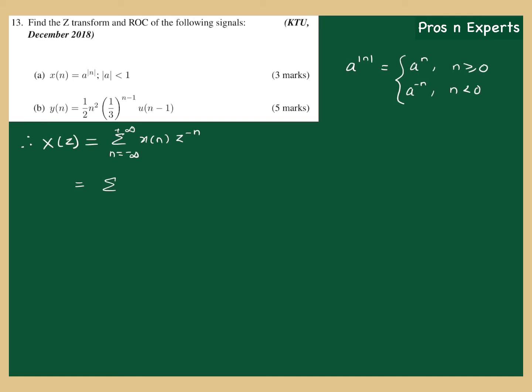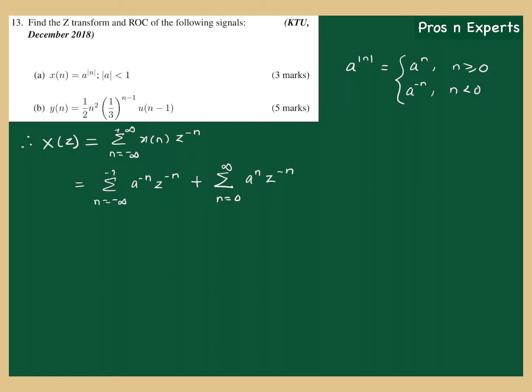So this is sigma n equal to minus infinity to minus 1, right? Minus infinity to minus 1 in order to incorporate the negative n values and the corresponding function. So the corresponding function is a raised to minus n into z raised to minus n. Okay, x of n is a raised to minus n for negative n, and along with this z raised to minus n should be there. Okay, plus the other part of the summation is n equal to 0 to infinity. That means positive n values, where x of n will be this function a raised to n. It is for positive n values. Okay, so instead of x of n, it is a raised to n, z raised to minus n.